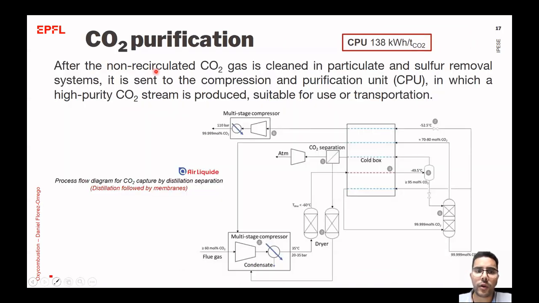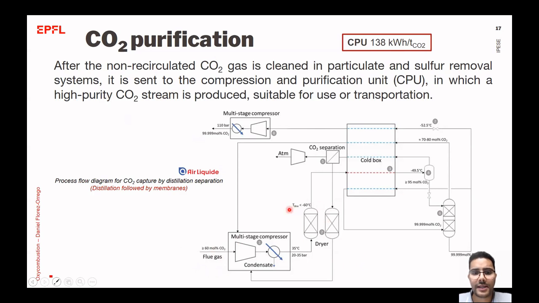After the non-recirculated CO2 gas is cleaned of particles and sulfur, it is dried and then sent to a compression and purification unit. In this unit, a high-purity CO2 stream is produced that is suitable for use and transportation. As you can see, the flue gas has a high concentration of CO2 because the water has been condensed out in the waste heat recovery train.